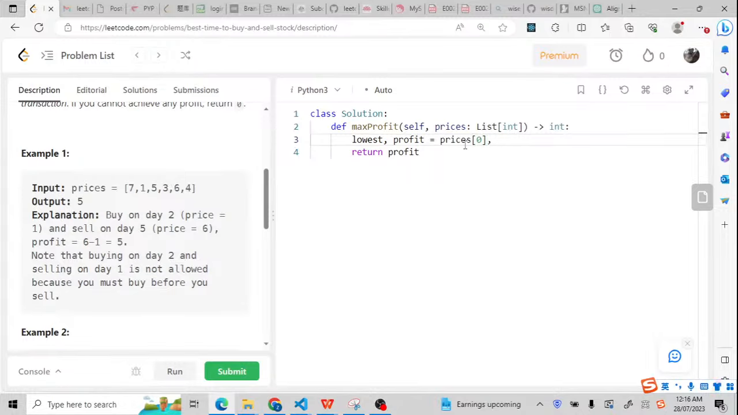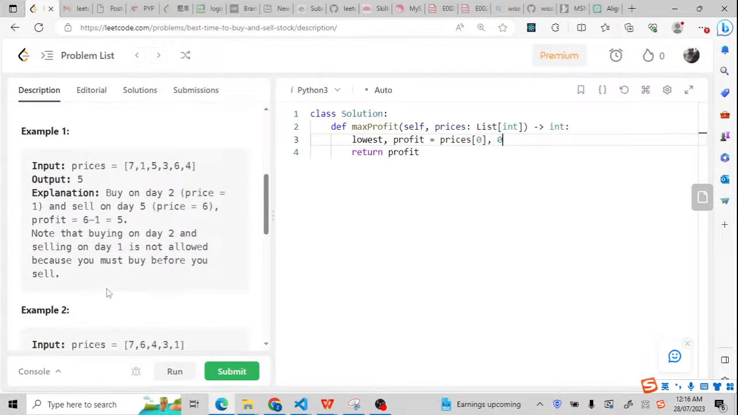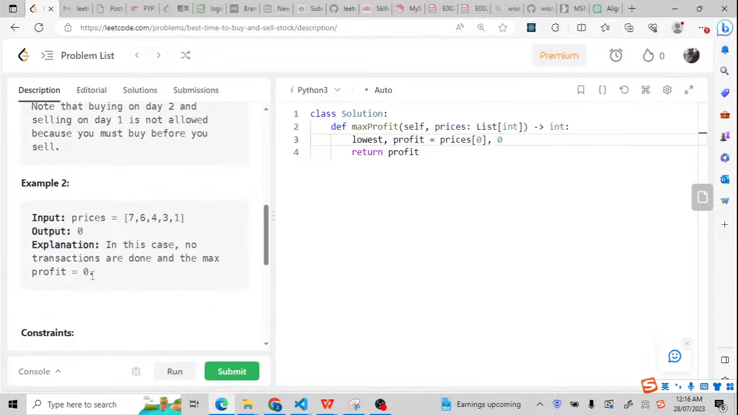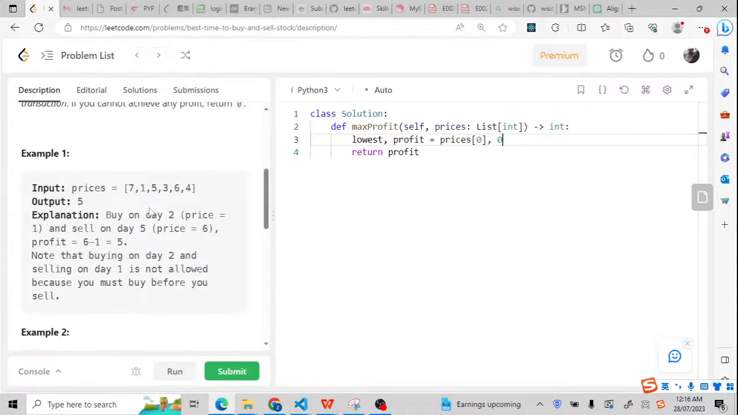So from the first one, we're going to define the lowest. It is prices[0], the first one. And the profit is 0, because if we didn't sell any stock, we still get a profit of 0. If we can make money, we may get a profit more than 0.